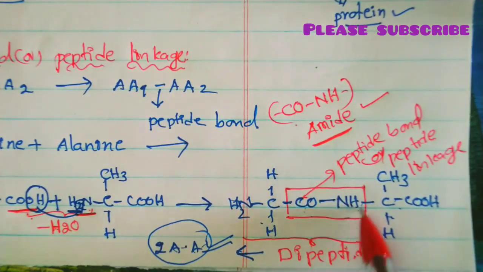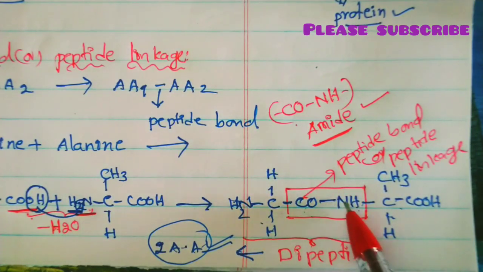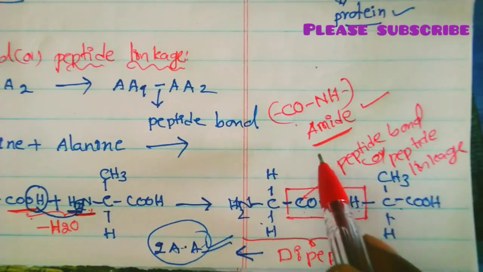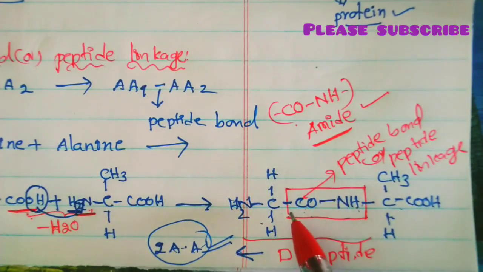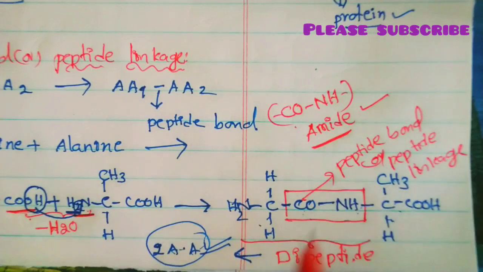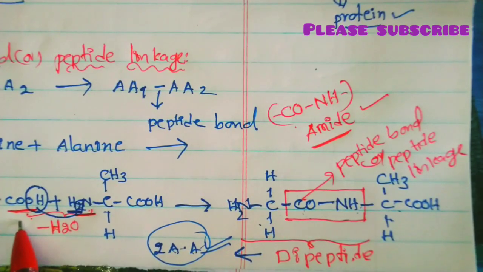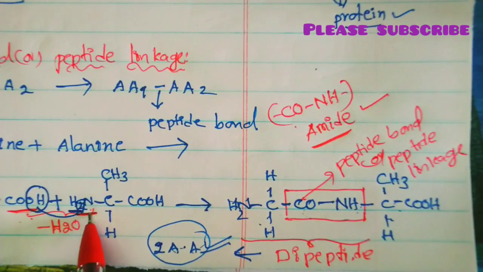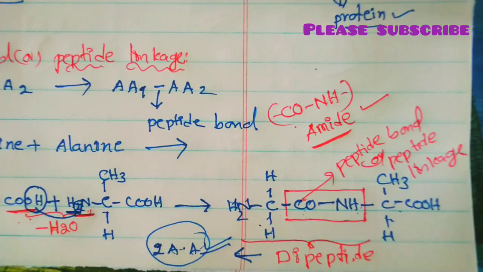So generally they will ask in the examination what is meant by peptide linkage. Peptide linkage means it is an amide group. How do you get the amide group? By reacting carboxylic acids with the NH2 group, you will get a CONH. The CONH is called an amide functional group.